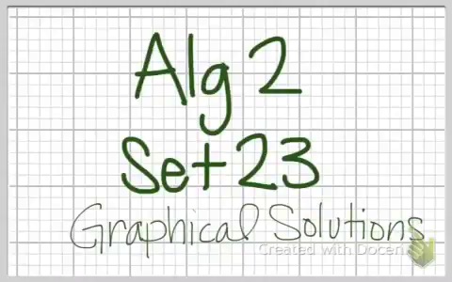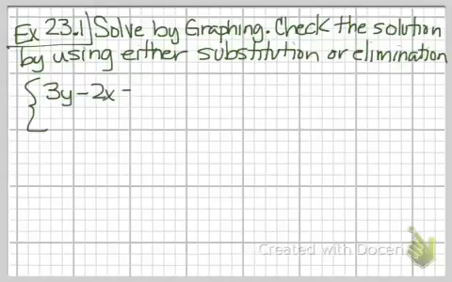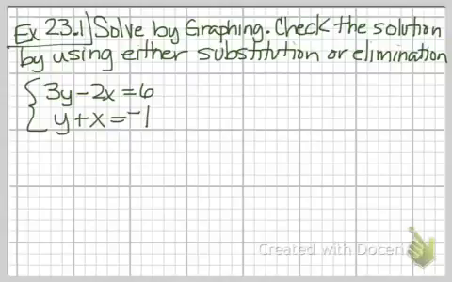Algebra 2, set 23, graphical solutions. Okay, for these problems, we are going to be solving using graphing. So in order to solve using graphing, you're going to be drawing the lines and finding where the lines cross. That's going to give you the solution.